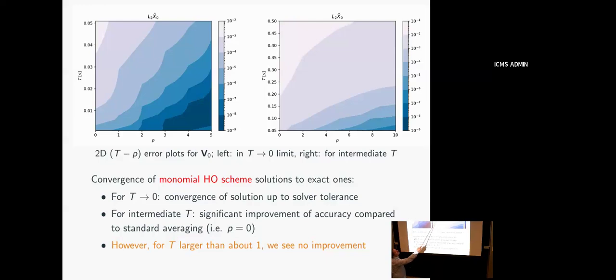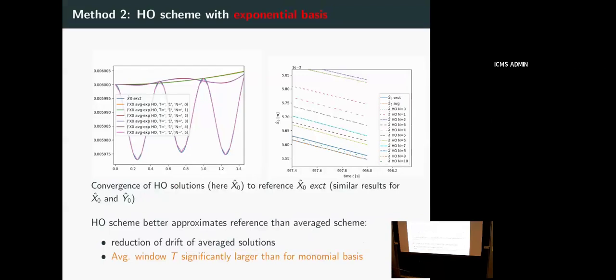Even when we go here to, for instance, 0.5, we gain a little bit of accuracy, but it's not sufficient. So this is where we said, okay, in principle it works. We see that we can somehow correct, but the averaging window was much too small. And then we thought, okay, let's try the exponentials. What's happening with the exponentials now?